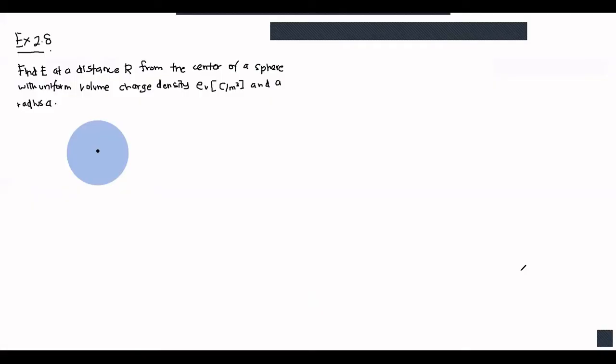Here I have the question rewritten on the whiteboard. This is the volume charge distribution in the shape of a sphere with the radius given as A. The charge density is given as rho V in coulomb per meter cubed. We are going to find the electric field at a distance r from the center. Of course, we will use Gauss's law, so we'll start with Gauss's law first.